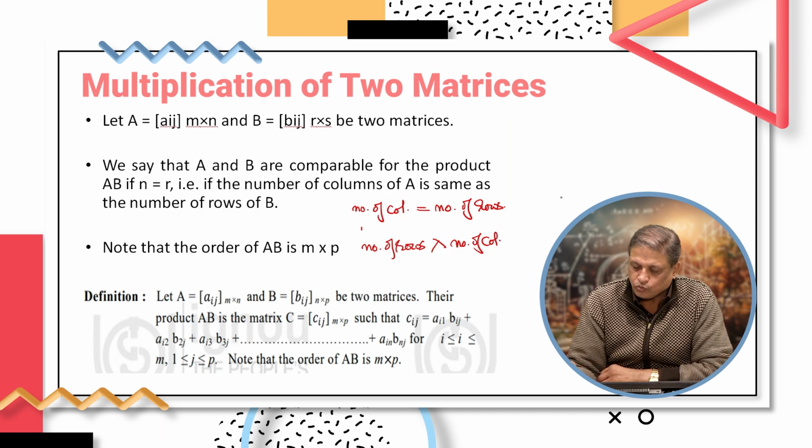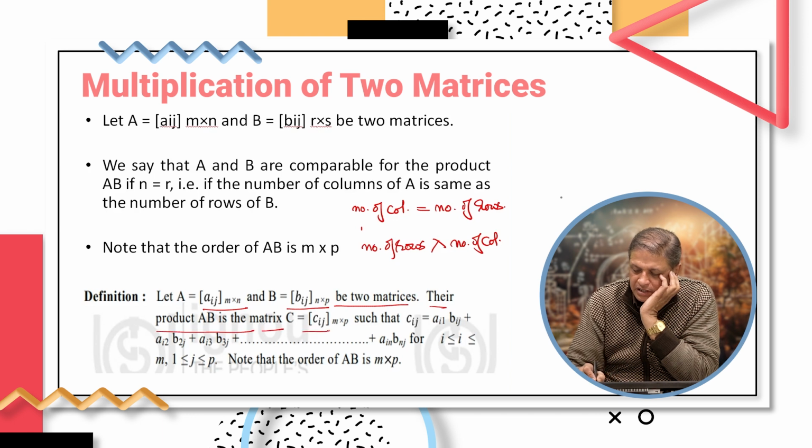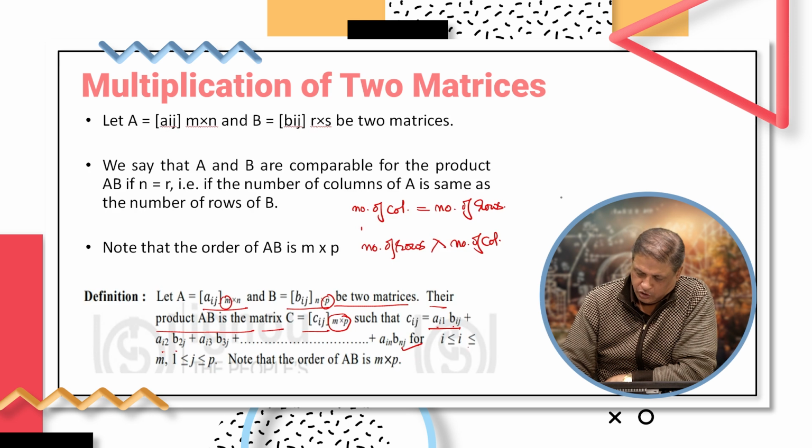So, over here, it is clearly stated that if A_ij is m cross n and B_ij is n cross P, the two matrices, their product AB is the matrix C_ij whose order is m cross P, such that the value C_ij is A_i1 B_1j plus A_i2 B_2j and so on. So, how do we get these values? You will understand when we solve a numerical.